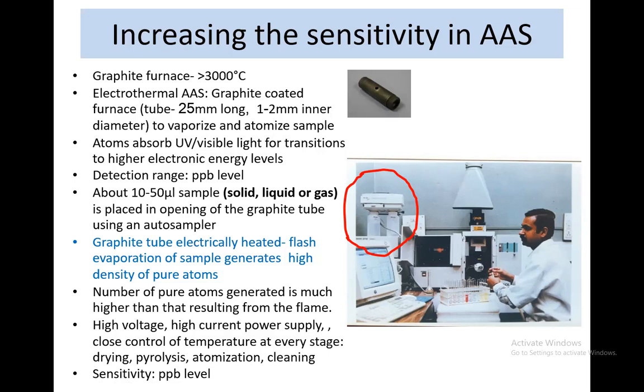All of the sample will get evaporated at the same time, and therefore a very, very large number of pure atoms will be generated. Okay, in that small space, a large amount of pure atoms will be generated. And then what we have is the source lamp, the radiation is kept on one side of this furnace.